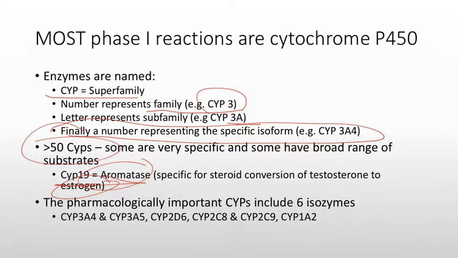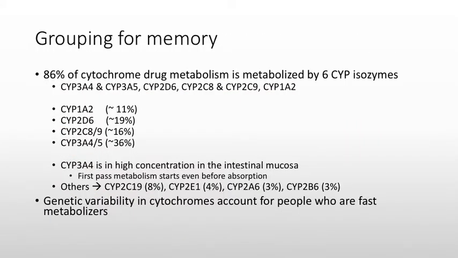But the pharmacologically important cytochromes are the ones that act on most of the drugs. There are 6 of them that will metabolize over 85% of your medications. So the CYP3A4 and 3A5, CYP2D6, CYP2C8 and 2C9, and CYP1A2. Now I think grouping helps for memory, so if you want to do it like this, CYP1A2, CYP2D6, and then CYP2C8-9, CYP3A4 and 5. Or you could even just mark these off and just remember that your last 2 have 2 numbers at the end.